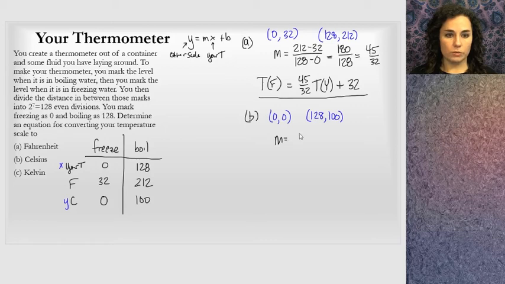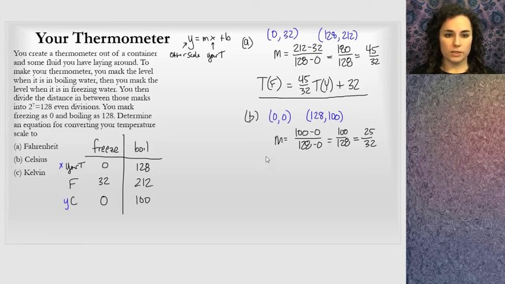The slope equals 100 minus 0 over 128 minus 0, which is 100 over 128. When you simplify that, you can divide by 4 on both top and bottom, and you get 25 over 32. Same denominator as the top.